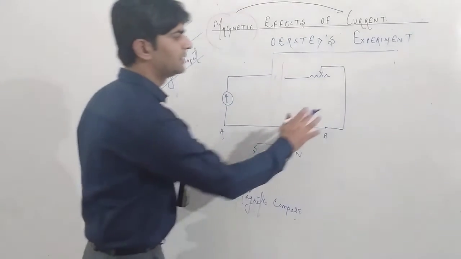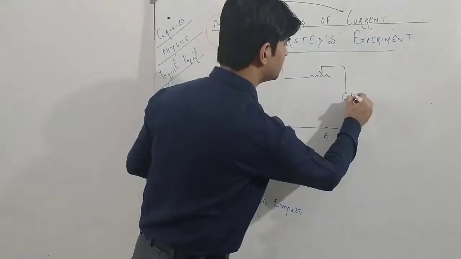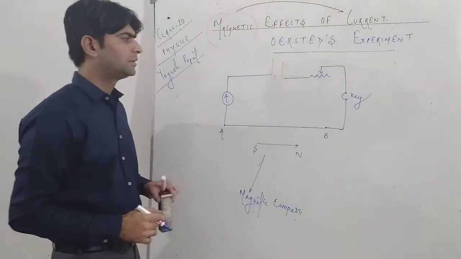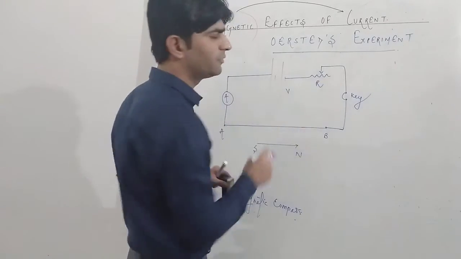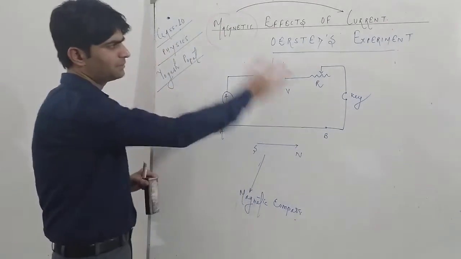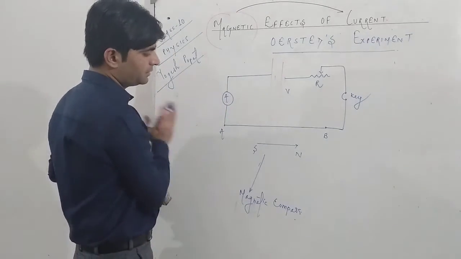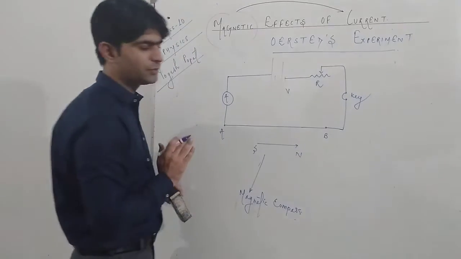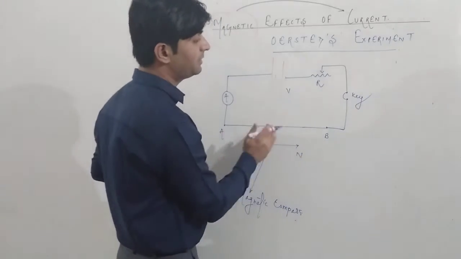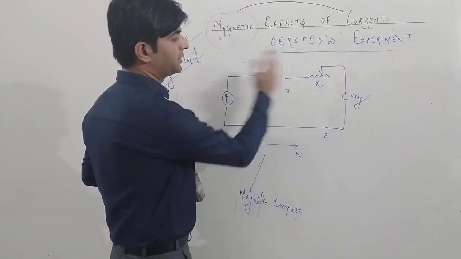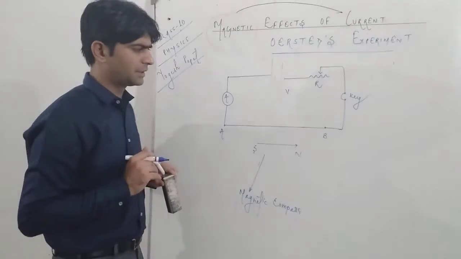Here you can consider one key also. This is your battery with potential V. This is your rheostat, variable resistance. So this is the complete experimental setup of Oersted experiment. Battery, key, AB is the wire in which we are going to analyze the production of the magnetic field around this wire AB, section AB. This is the key. This is the rheostat, that is a variable resistance. So this is all about the circuit arrangement.